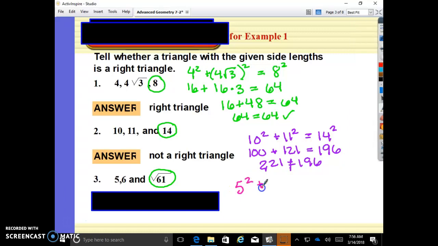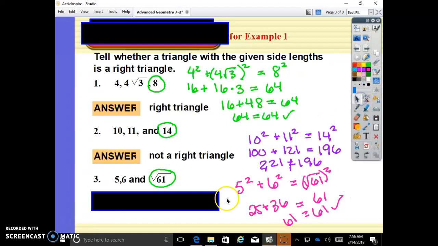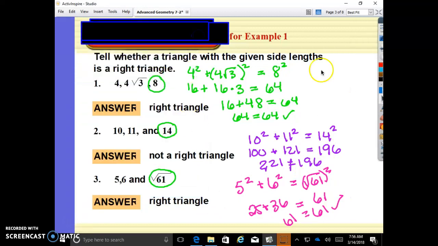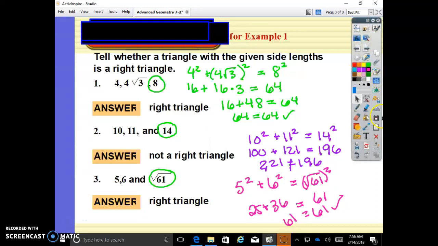5 squared plus 6 squared equals the square root of 61 squared. 25 plus 36. Is 25 plus 36 61? So yes, it's a right triangle. Are we okay?